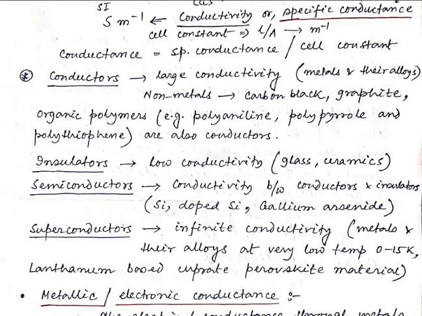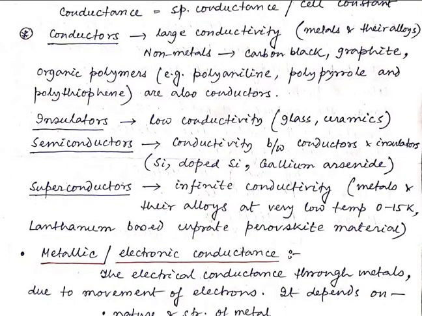Okay. Next, semiconductor. We know about N-type and P-type semiconductor in solid state. And here also, if I will give the definition of semiconductor by using the kappa or specific conductance, then we can say that the conductivity or the value of the kappa, that is in between the conductors and insulator, that is the semiconductor. The example is silicon, doped silicon, gallium arsenide. These are the examples of the semiconductor.